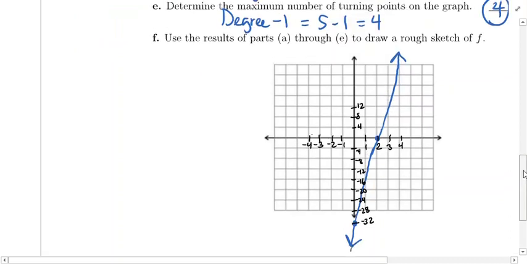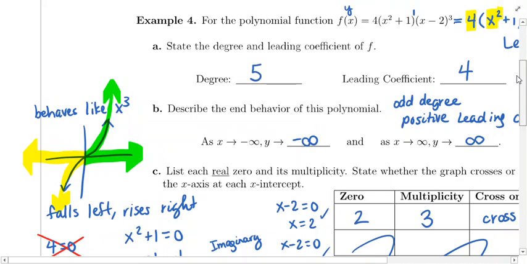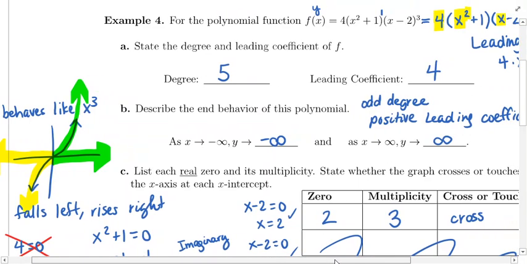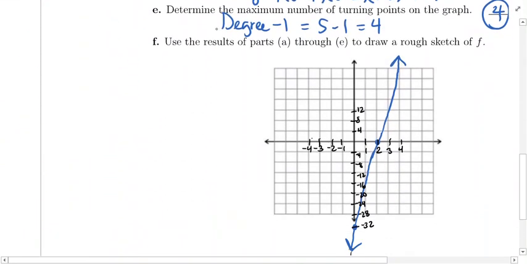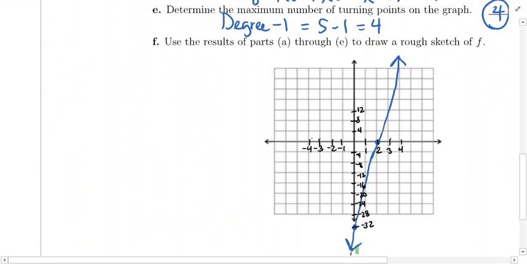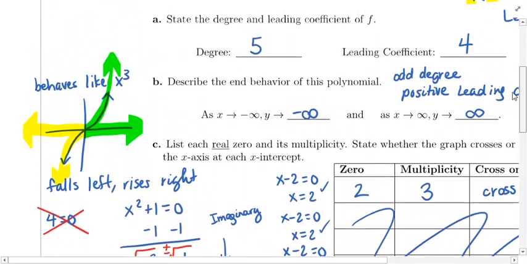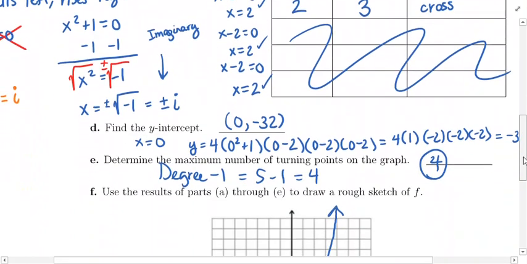Let's go through and make sure we've met all the attributes. You can even put this in a calculator and you'll see this is exactly what it's going to look like. So the first thing we need to check in our picture: are we falling left and rising right? If you follow where my cursor is, we are doing that. We are falling left, we are rising right, so that looks good. And then next, do we have an x-intercept at 2? And is it crossing there?